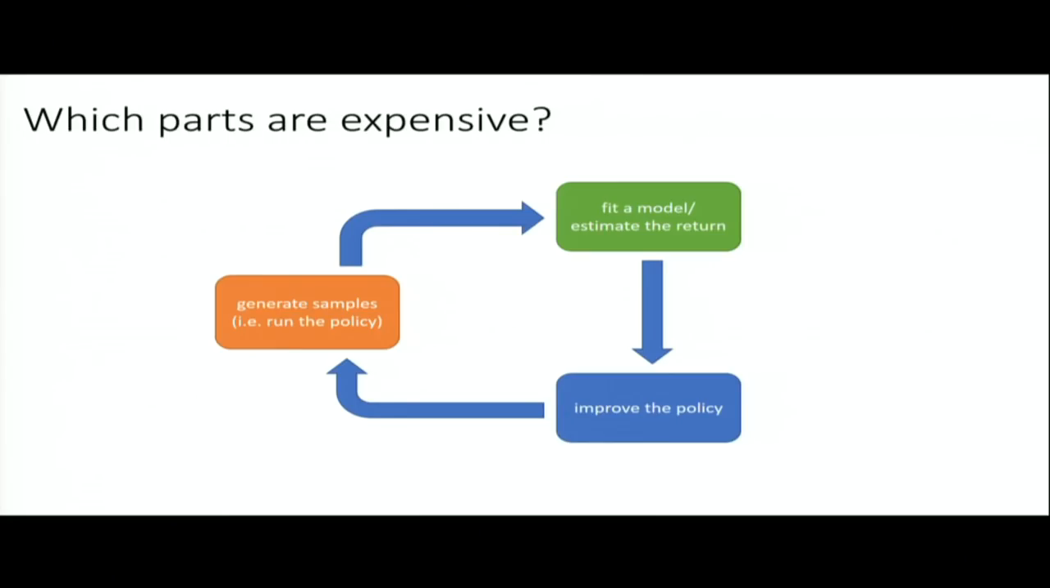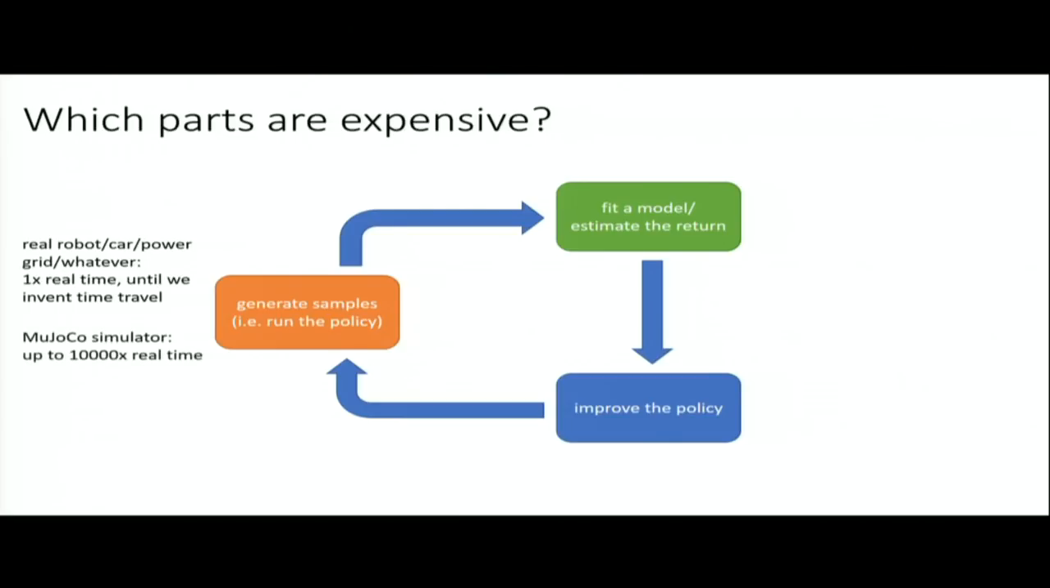Which parts are cheap or expensive? Again, it depends on the particulars of your algorithm and also on the particulars of your problem. If you're running your algorithm on a real robot or a real car or a real power grid, some kind of real physical system, then generating the samples runs in real time until we invent time travel. Although if you're lucky enough to have multiple physical systems, maybe you can parallelize that. If you're generating samples with the Mujoco simulator, well, for your homework, for example, maybe this is running at like 10,000x real time.